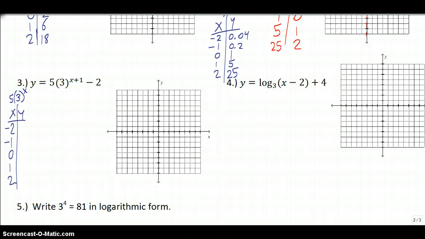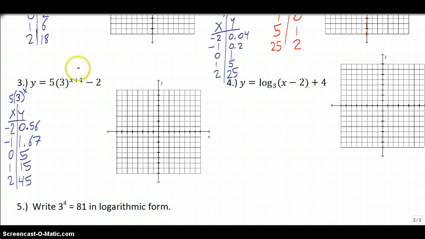3 to the -2 will be 0.1 repeating again. Times 5 will be 0.5 repeating, so we'll go 0.56. 3 to the -1 is 0.3 repeating. Times 5 is 1.67. 3 to the 0 is 1, times 5 is 5. 3 to the 1st is 3, times 5 is 15. 3 squared is 9, times 5 is 45.